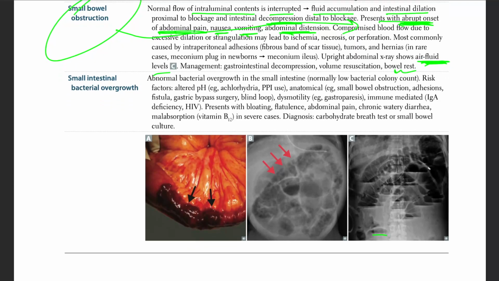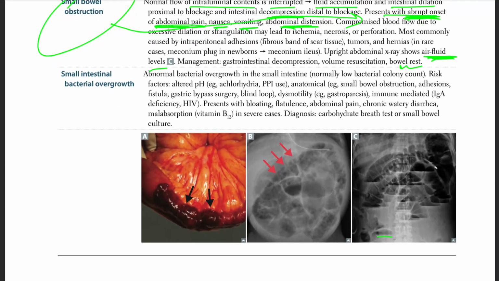Let's talk about the last thing here. What do we have? Small intestinal bacterial overgrowth. In the small intestine, the bacteria has overgrown. So let's read. Abnormal bacterial overgrowth in the small intestine, which normally has low bacterial colony counts. Risk factors are altered pH, achlorhydria, PPI use. Anatomically, you have small bowel obstruction, adhesion, fistula, gastric bypass surgery, blind loop, dysmotility, gastroparesis. Immune-mediated: IgA deficiency, HIV.